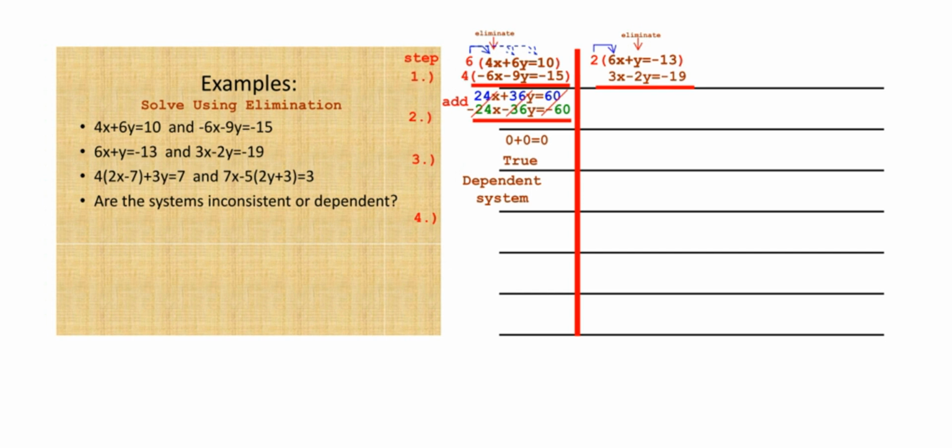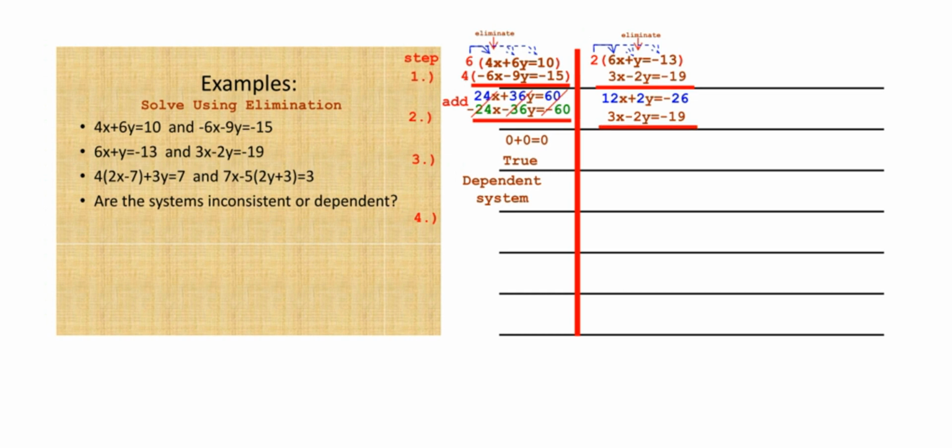So let's distribute. 2 times 6 is 12. 2 times y is 2y. And 2 times negative 13, negative 26. All right, there we go. So 12x plus 2y equals negative 26. The second equation, I don't have to do anything with it because it's already equal and opposite for the y value. So I'll just copy it down. 3x minus 2y equals negative 19.